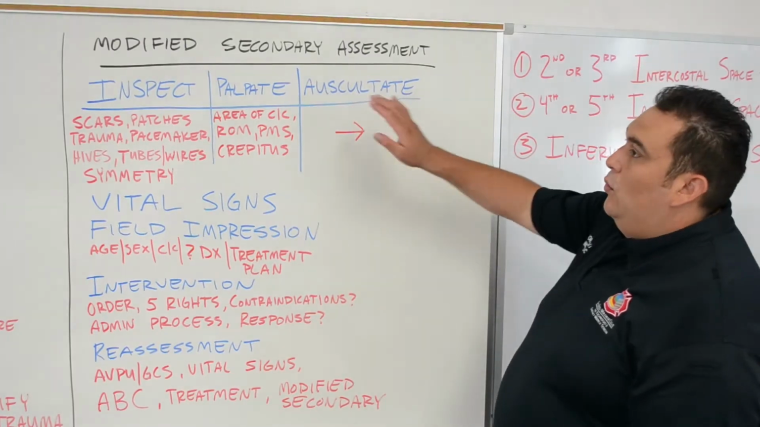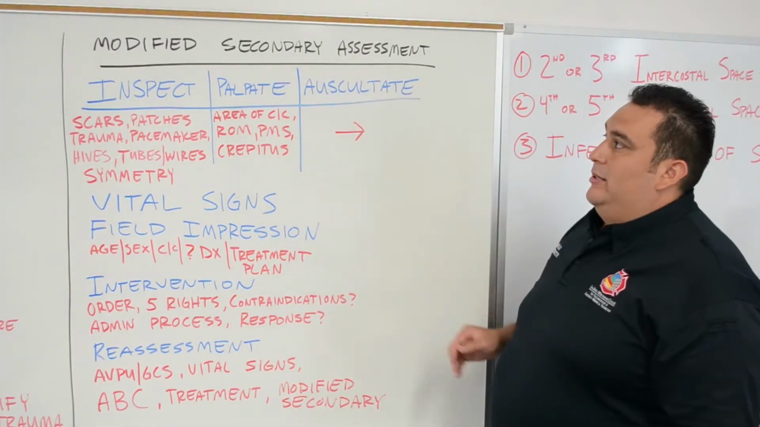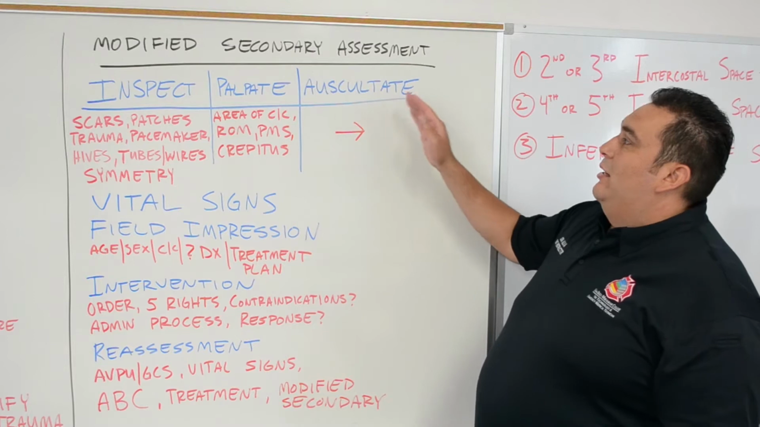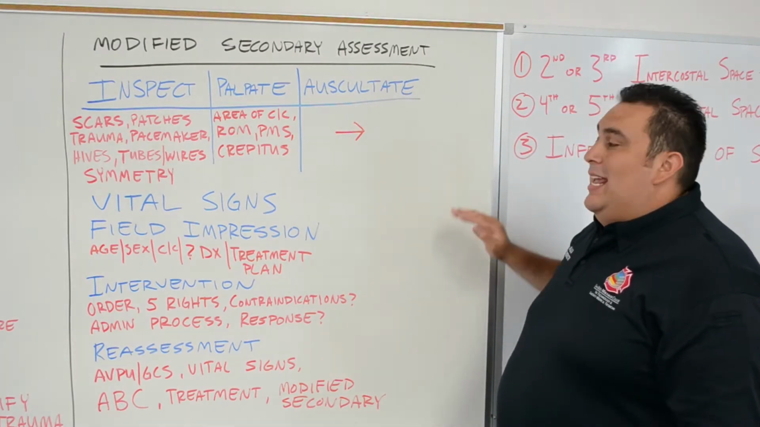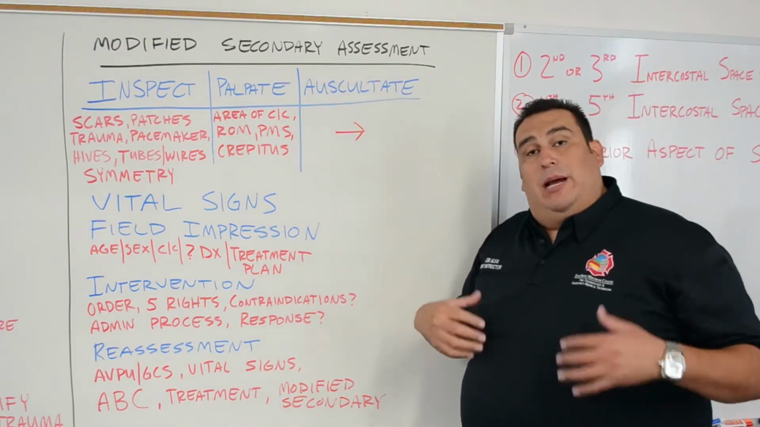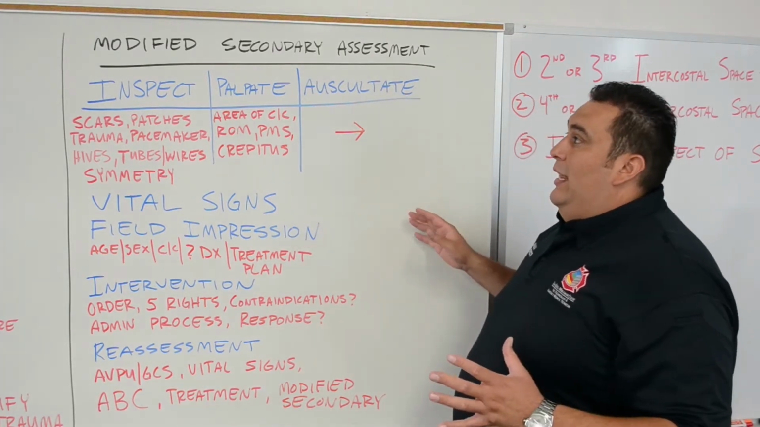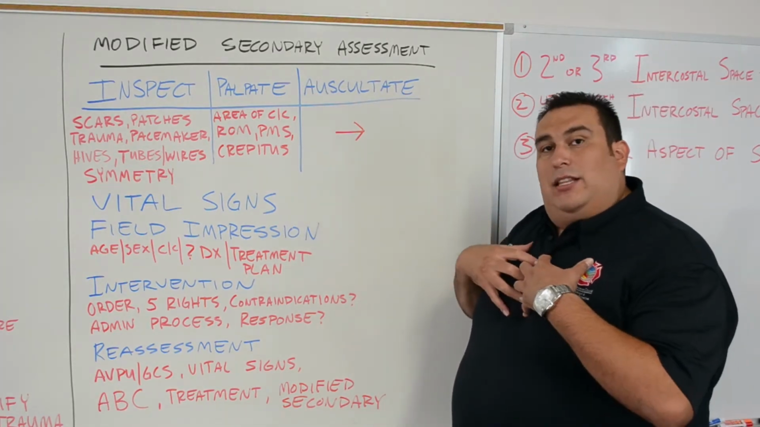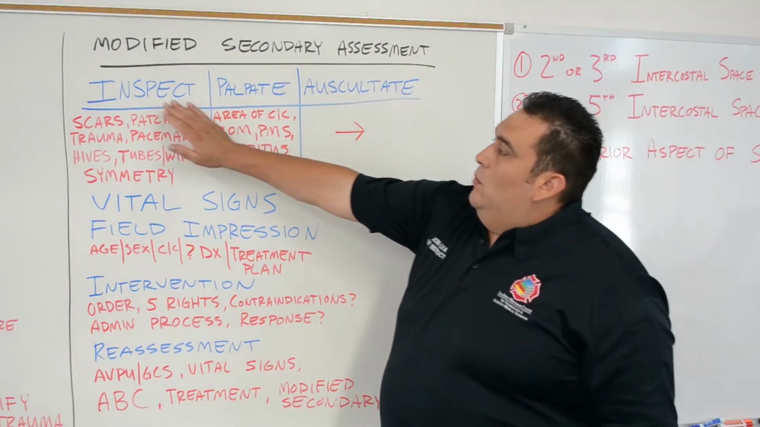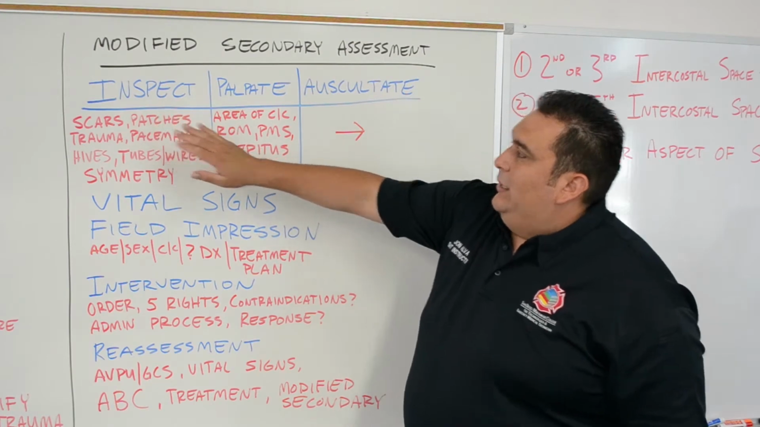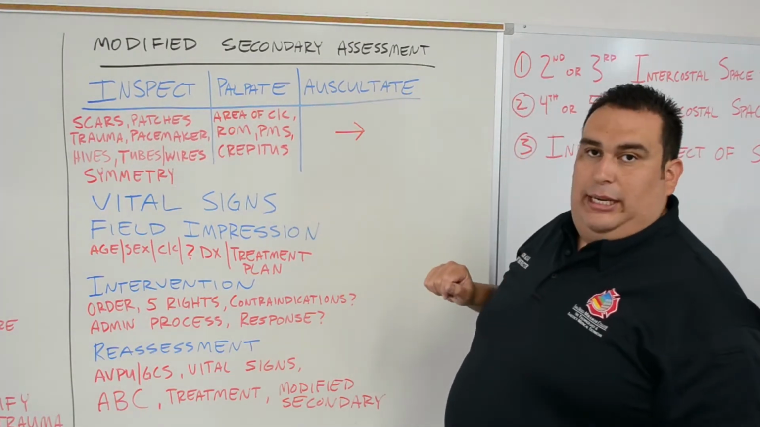All right, so now we did our verbal secondary assessment. We're going to do a modified secondary assessment. This is going to be a physical portion to our assessment. Based on our chief complaint, for example, chest pain, we're going to go ahead and physically look and assess the chest itself. Okay. Now, we're going to use this method of inspecting, palpating, and auscultating.